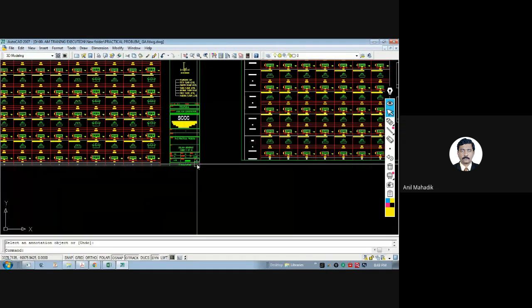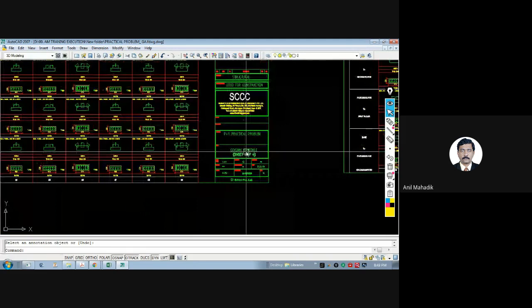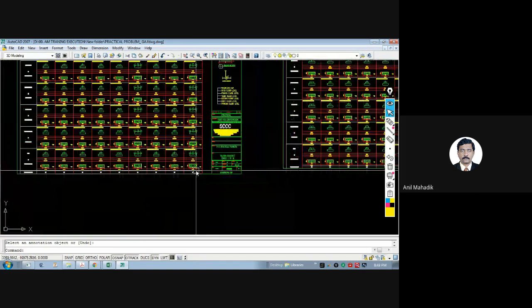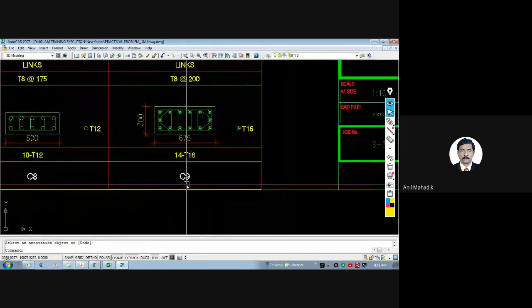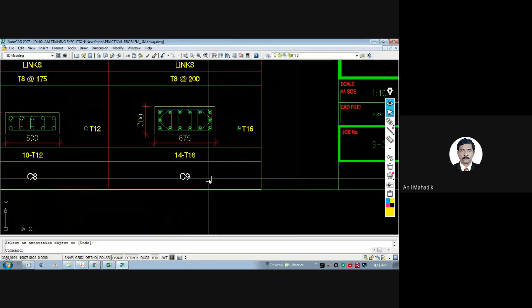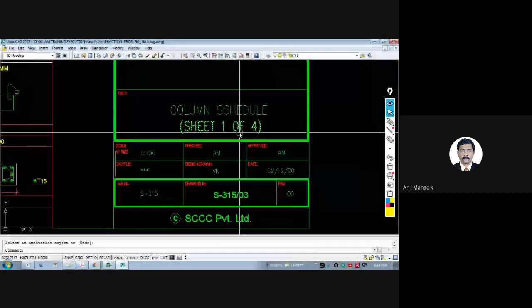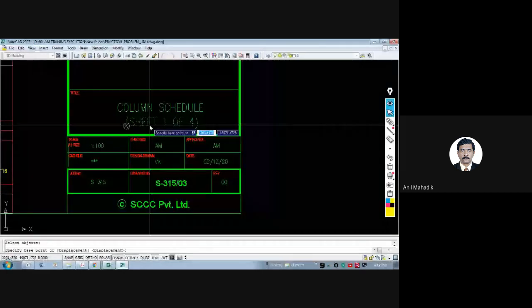And it may happen that he gets this drawing and he will say, where is the C10 column? So he will be confused. C10 drawings are not given by the structural engineer, and he will call them. See, he should check whether there are many other drawings or not. So if it is sheet 1 of 4, that means he will understand there are other 3 drawings available for column schedule. And that is the purpose of writing this sheet 1 of 4.